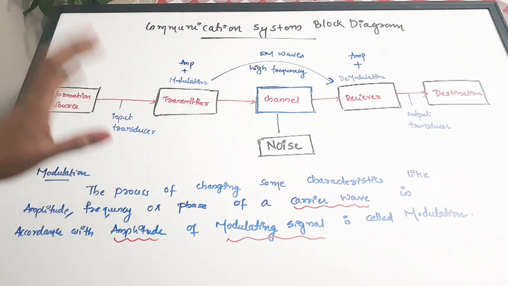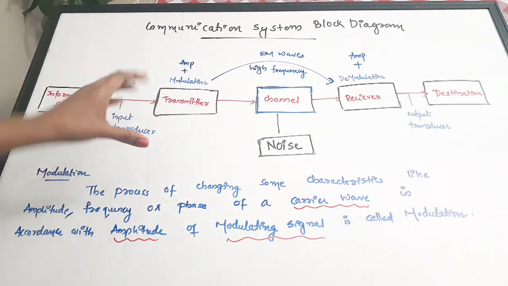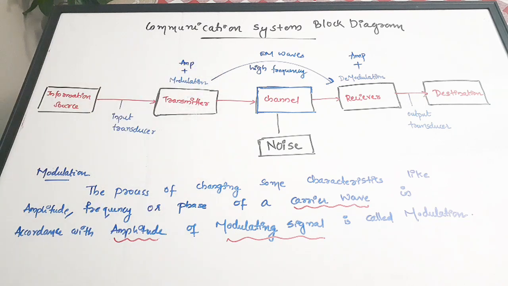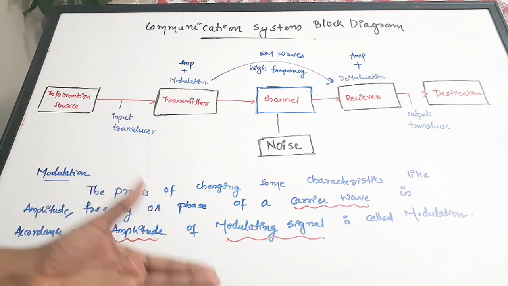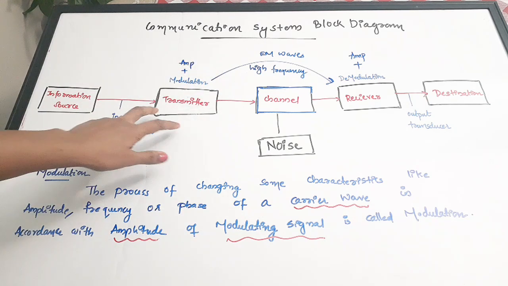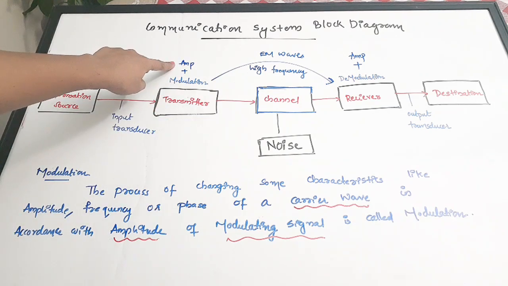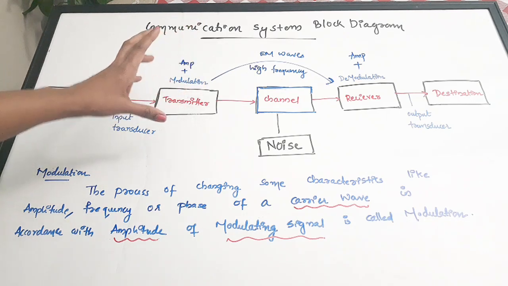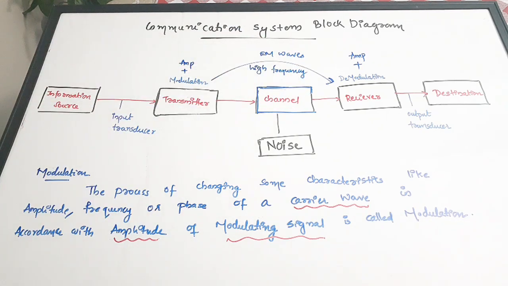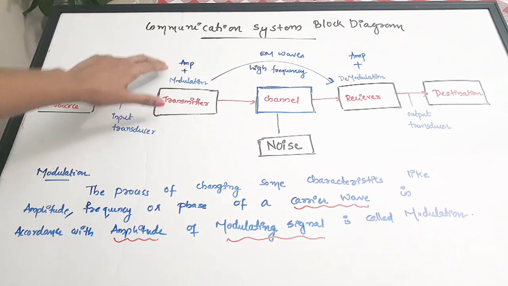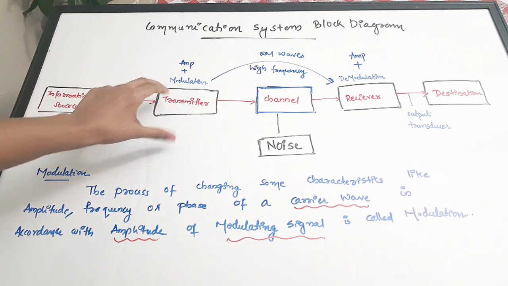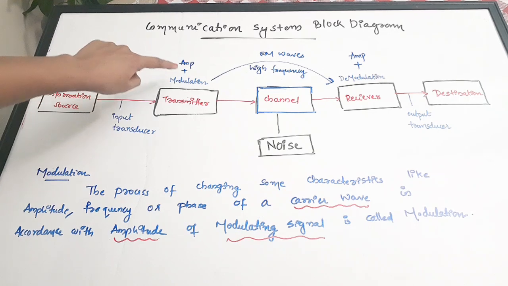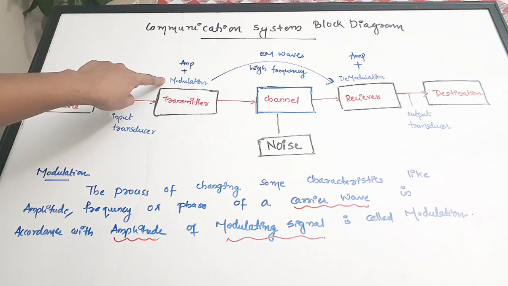In short, we can say the output of the modulator will be a high frequency waveform. Here the signal energy is boosted, and here the signal is modulated, and a high frequency signal is used. Anyway, these two units are present inside the transmitter, that is the amplifier and the modulation unit or modulator.